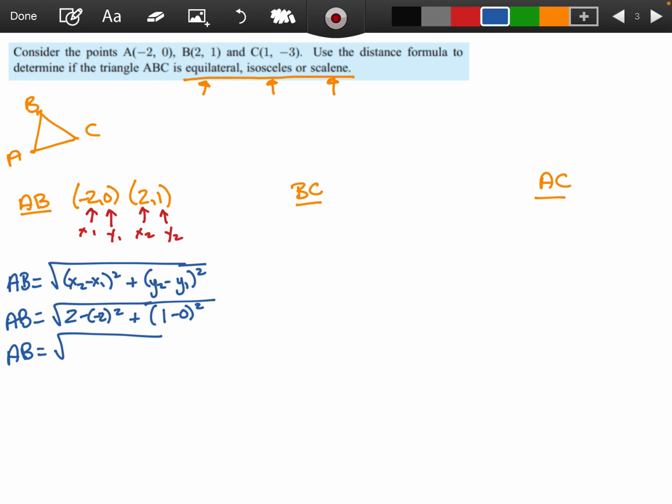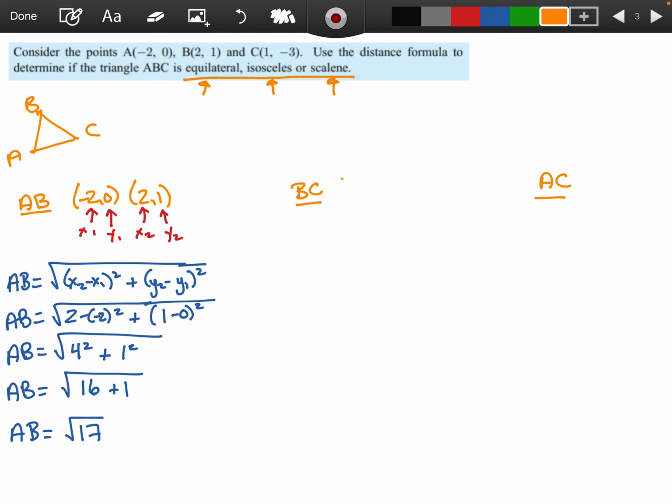2 minus -2 is 2 plus 2, so that's 4 squared. 1 minus 0, that's 1 squared. So AB equals 16 plus 1. So AB is equal to root 17. So there's side 1 done. Now we're going to go to BC.